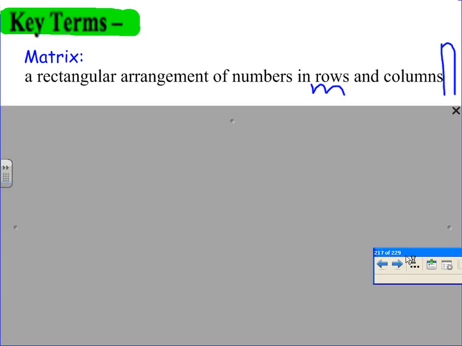Okay, so I made the M kind of long because the letter M in a matrix always represents a row. I made the N nice and tall and skinny because the N is always the column. A matrix's dimensions, and I'm going to show you why, are always M by N, which means it's always rows by columns.